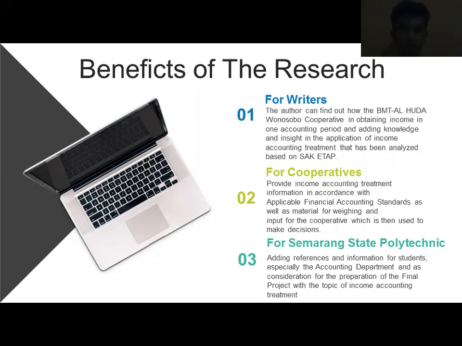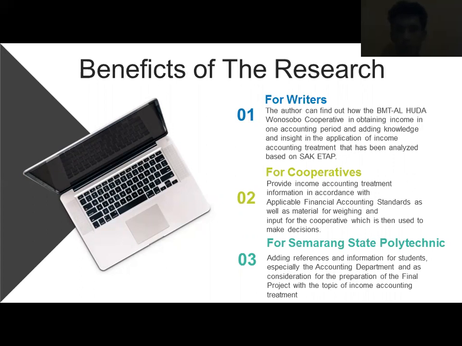The benefit of the research. The first is for the writer. The author can find out how the BMT-AL HUDA Wonosobo Cooperative obtains income in one accounting period, and gain knowledge and insight into the application of income accounting treatment based on SAK.